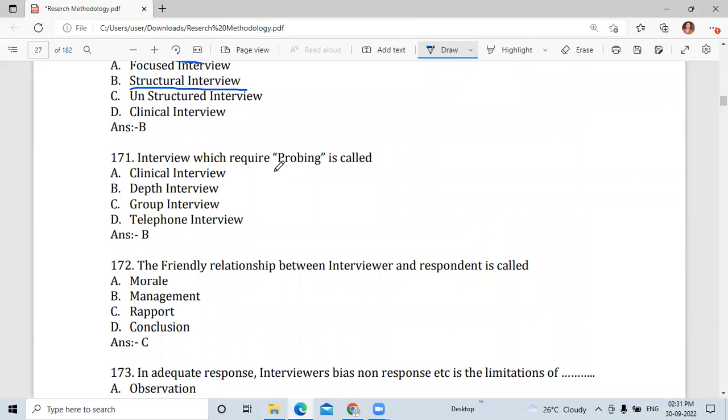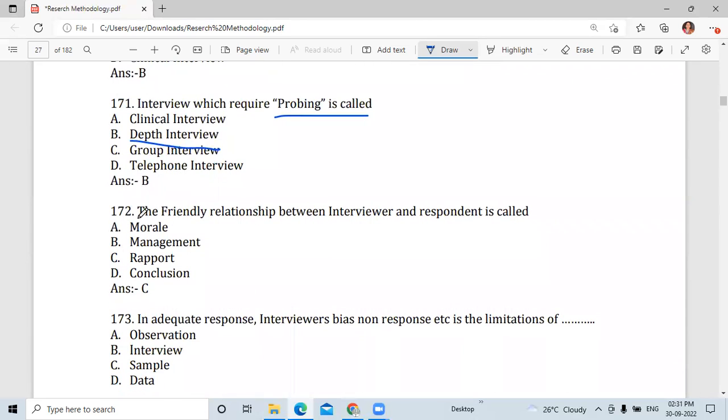An interview which requires probing is called a depth interview. So an in-depth interview requires probing. The friendly relationship between interviewer and respondent is called rapport. Okay, the friendly relationship between interviewer and respondent, and that is called what? It is called rapport.